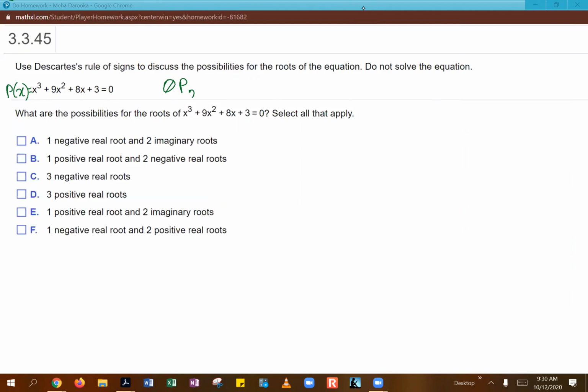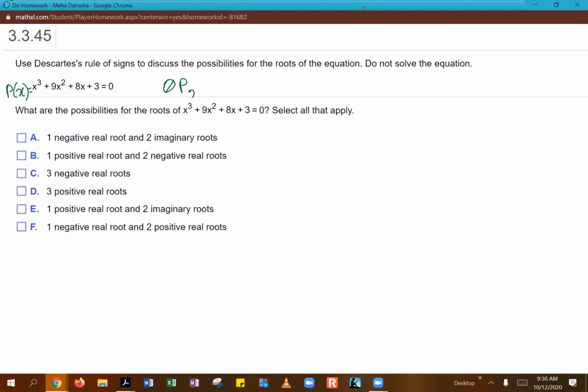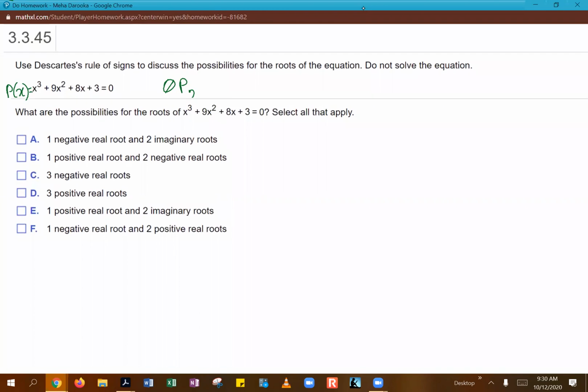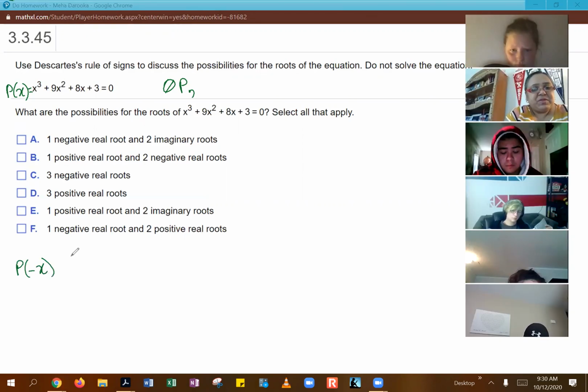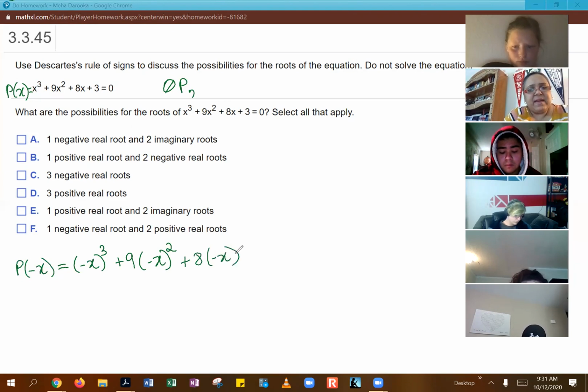Now to see how many negative solutions we will have, we will need to take our polynomial and replace all the x values with negative x. So that will give us negative x to the third power for that first term, plus 9 times negative x to the second power, plus 8 times negative x, and then plus 3. So everywhere that you see x in the original function, replace it with negative x.